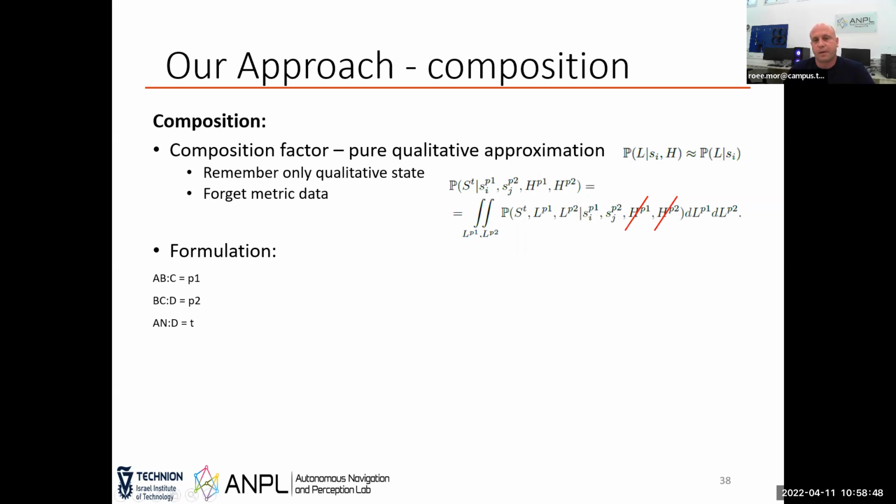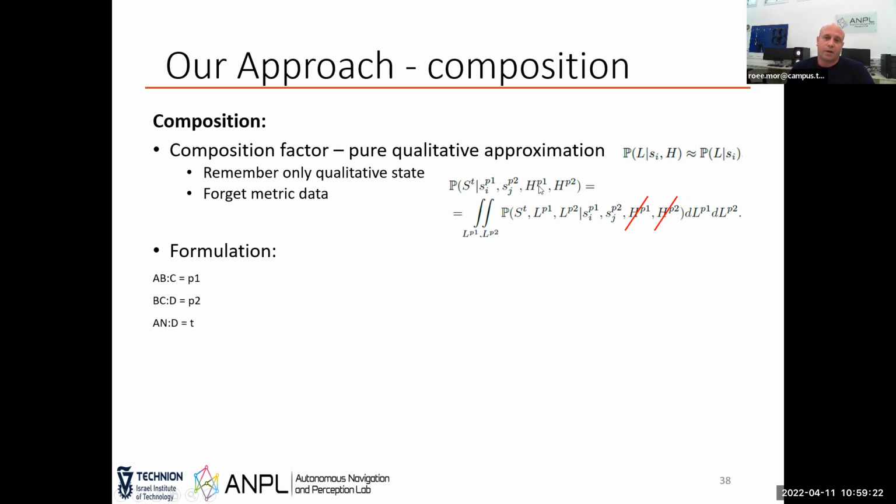So again, we are not trying to solve the metric problem. This is just the underlying problem, but we are trying to use the fact that we only need the qualitative state to our benefit. So we're going to make another approximation. Generally, we're trying to estimate the qualitative state of a specific triplet of landmarks, given the history of all the other triplets, in this case, the two other triplets.